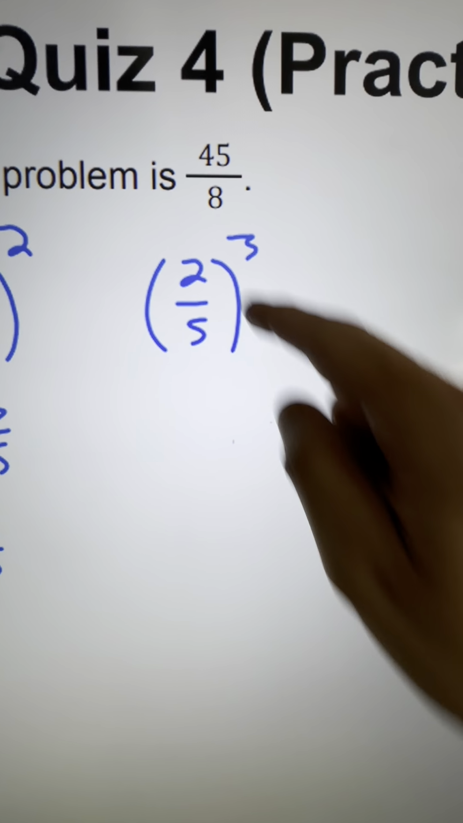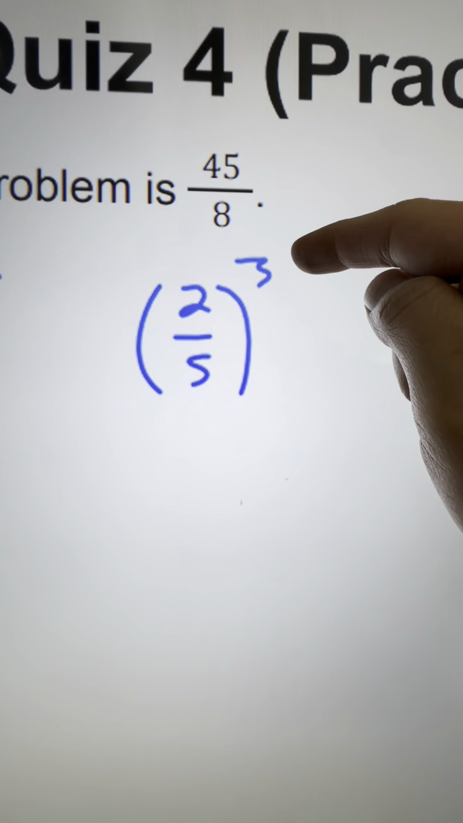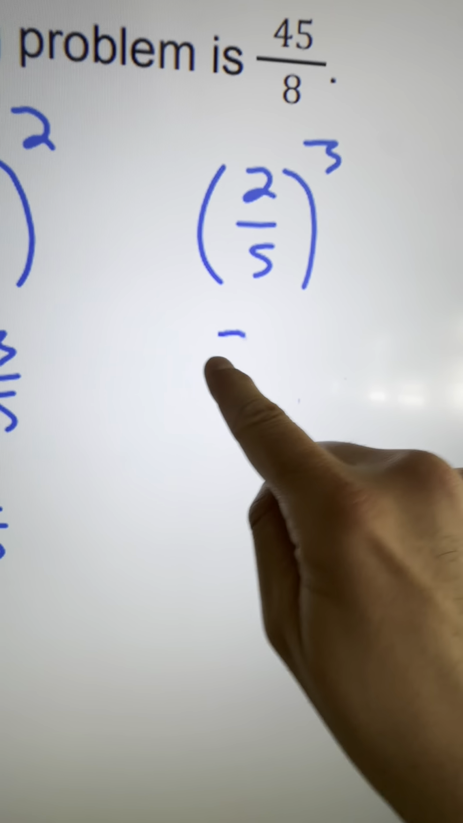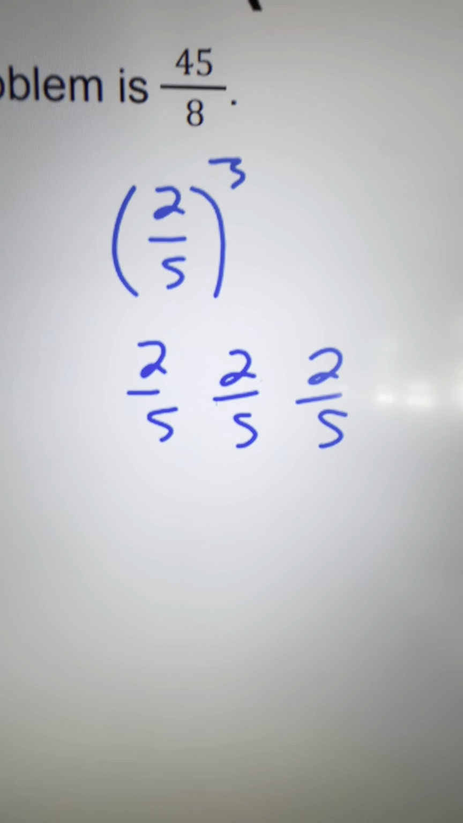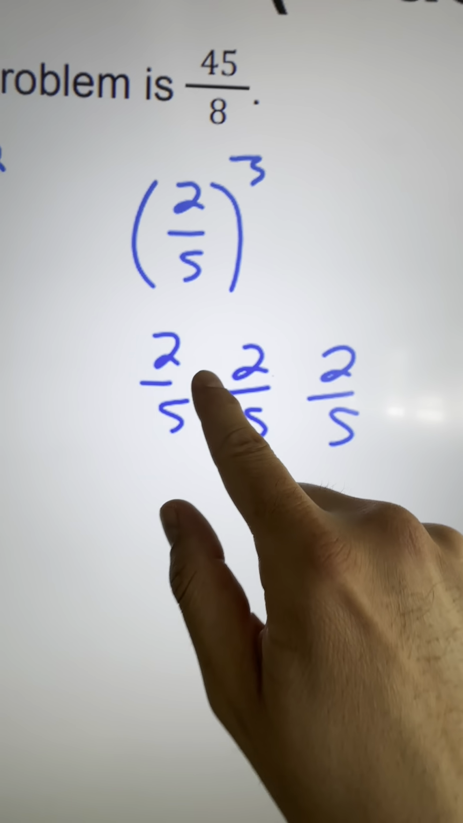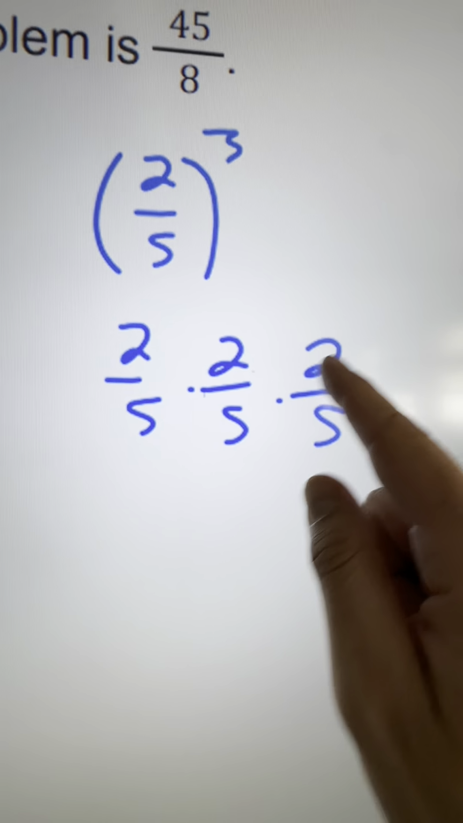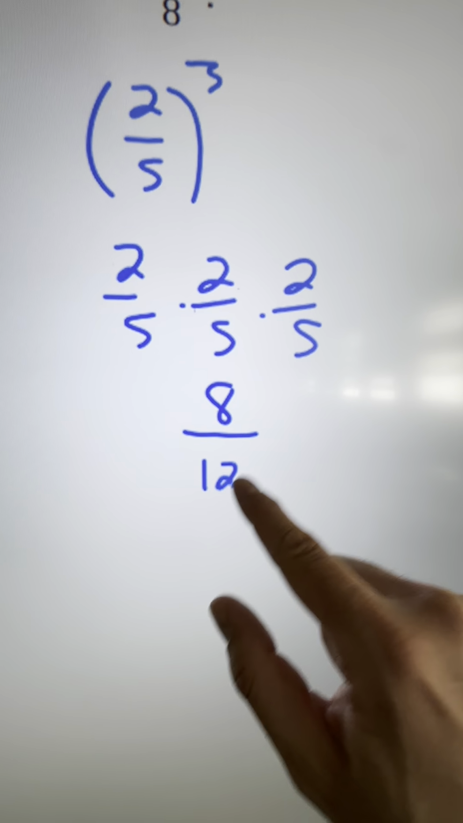Here's my next example, 2/5 to the third power. So I've got to simplify this. Remember, in this case, our exponent is 3. The exponent tells us how many of these we're going to write out. So I'm going to do 3 of those, 2/5, 2/5, and 2/5. And this is repeated multiplication, so 3 of these multiplied together. And then we just multiply the fractions together. All the numerators multiply together, it gives me 8. Multiply all the denominators together, and I get 125.